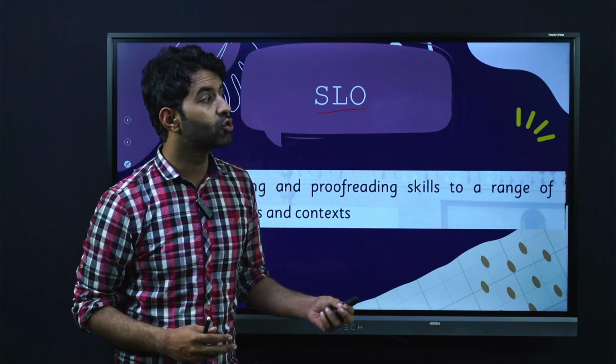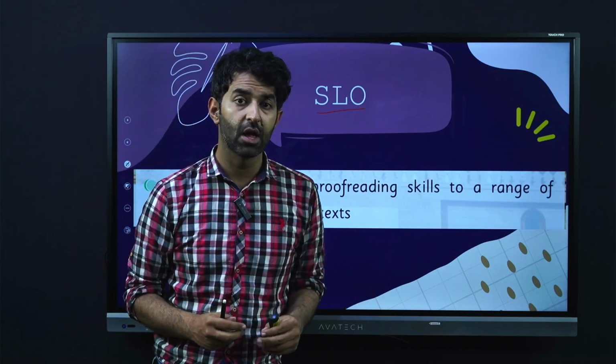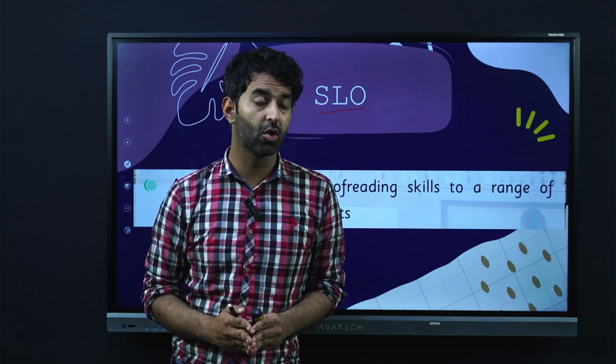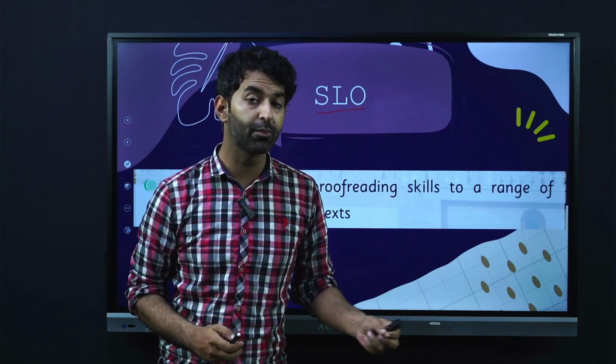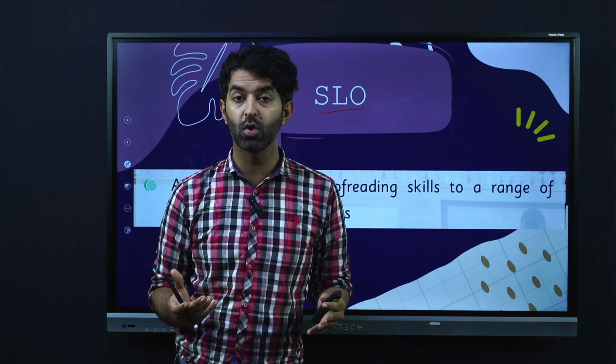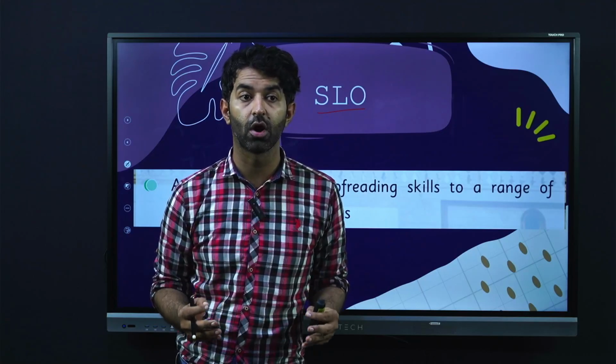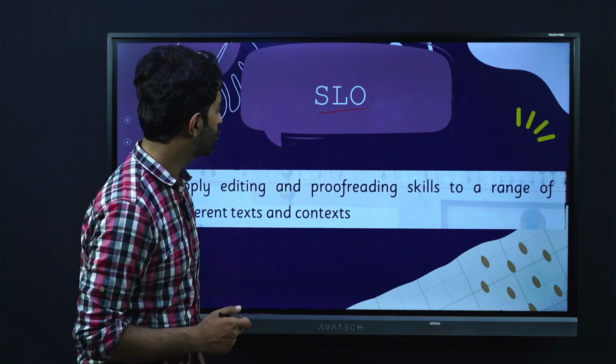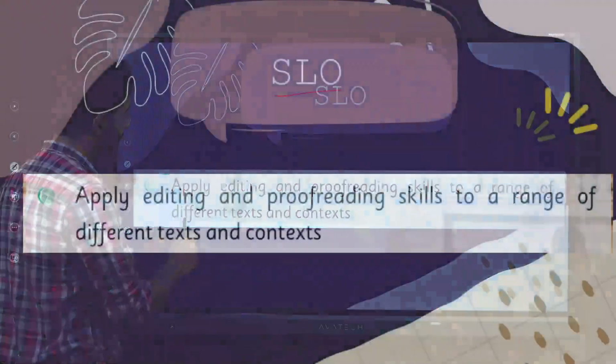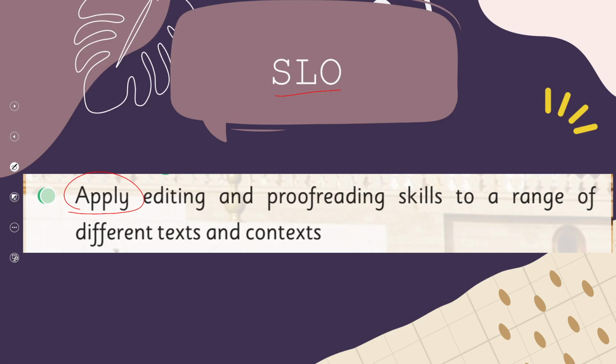Now, I want you to stay with me on this lesson, and you can ask your questions in the middle of the lesson just by raising your hands. People who have joined us online and people who are sitting over here, students, you can also stop me midway and ask your question. Now, for English 9, today we are going to cover the students' learning outcome. It says: apply editing and proofreading skills to a range of different texts and contexts.